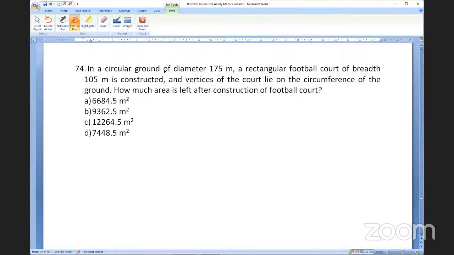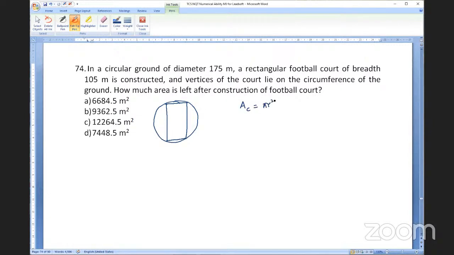In a circular ground of diameter 175 meter, a rectangular football court of breadth 105 meter is constructed, and the vertices of the court lie on the circumference of the ground. Circular ground, if we are fitting in, this is breadth and this is length. One rectangular football court. How much area is left after construction of the football court? Okay. First, we need the area of the circle.